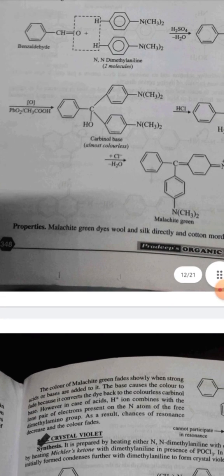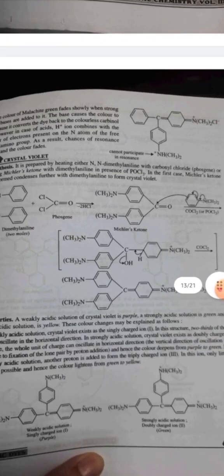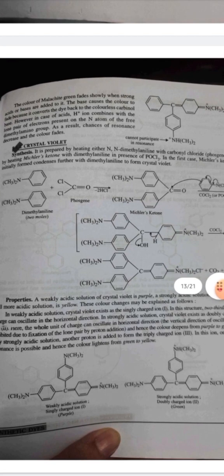The malachite green dye dyes wool and silk directly and cotton with moderate results using tannin. The color of malachite green fades slowly when strong acid or base is added to it. Bases cause the color to fade because they convert the dye back to the colorless carbinol base. However, in the case of acid, H positive combines with the lone pair of electrons present on N of a free dimethylamino group. As a result, the chances of resonance decrease and the color fading starts.